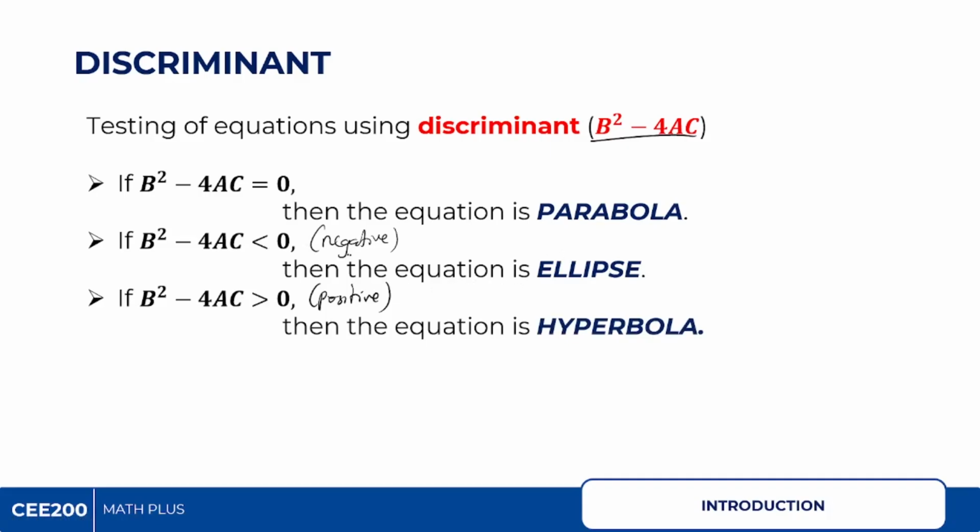yung circle pala, guys. If that is also negative, lesser than 0, pwede din to circle ha. Pero, ingat, ito. Yung sa circle, ang A at saka C, dapat they are equal. Yung discriminant niya is lesser than 0 pa rin, or that is a negative value. Dito sa ellipse, yung A at saka C is not equal.